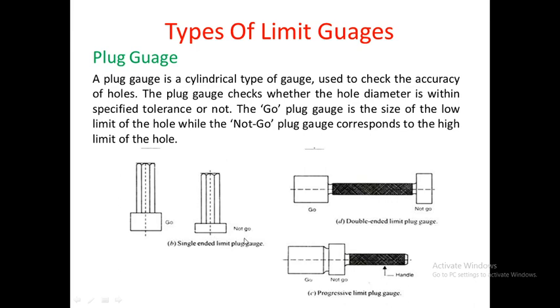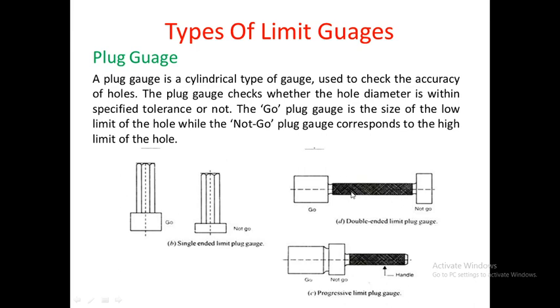Now you can see in the figure the first type, the single ended limit plug gauge. In this, the gauges are designed separately. That is, the go part is designed on one shaft and the no go part is designed on another shaft. First we will insert the go gauge inside the hole, and after checking it, we will insert the no go gauge. So in a single ended limit plug gauge, the go and no go gauges are not manufactured in a single part. They are in different parts.